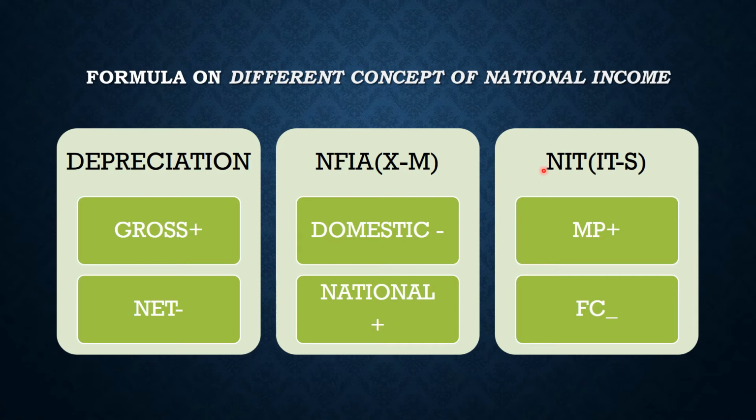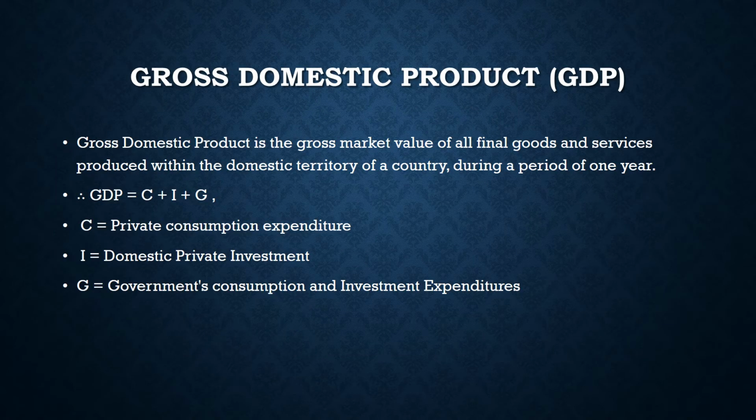Net indirect tax is the difference between indirect tax and subsidy. When you measure national income at market price, indirect tax is added. When you measure national income at factor cost, indirect tax is not added. Okay, gross domestic product. Gross here means depreciation is added. Domestic means net factor income from abroad is not added.